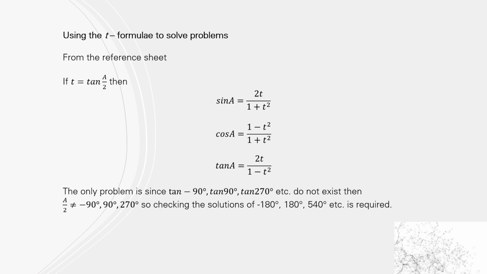There is only one problem with using the t formula. Since tan of minus 90, tan of 90, tan of 270, etc. do not exist, when we draw our graphs they're our asymptotes, which means that A on 2 cannot equal those values of minus 90, 90, 270. Therefore we need to check the solutions of minus 180, 180, 540, etc. It's required, and I have an example of one in this video.